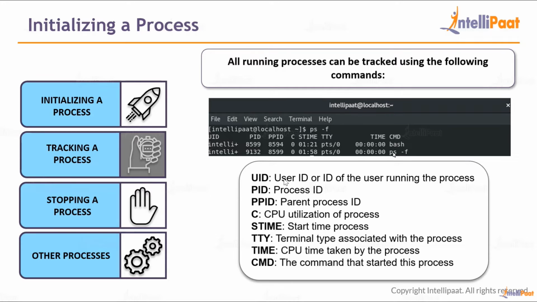And then C is CPU utilization of that particular process. So here in this case there is no CPU utilization. And then STIME is start time of the process, when did this particular process start. And then TTY is the terminal associated. We are using only one terminal, that's why it's showing pts/0. It's the 0th terminal. And then TIME is CPU time taken by the process, so how long it took. Basically, those processes did not run and did not take much time, so that's why it is showing all zeros. And finally, CMD is the command of the process.